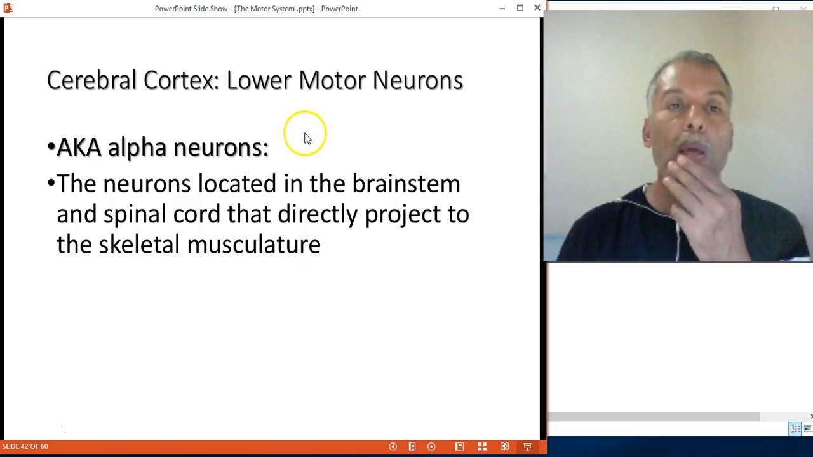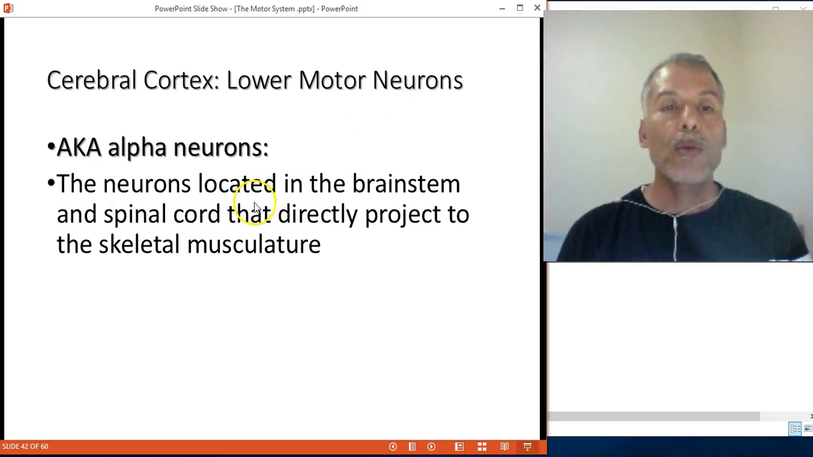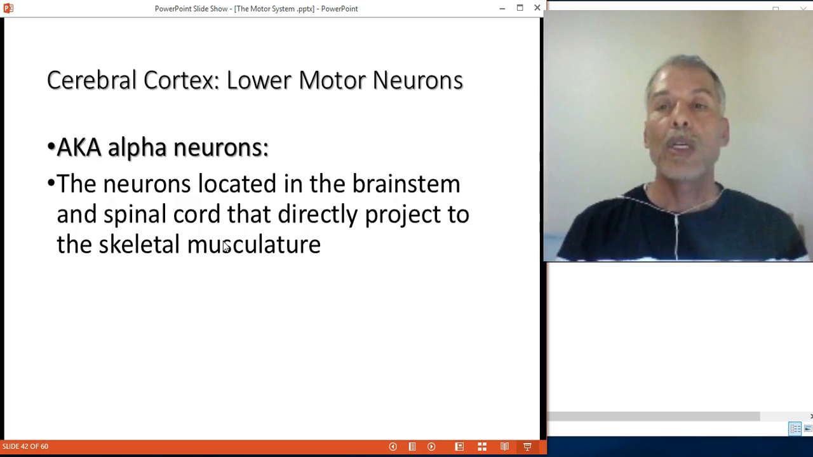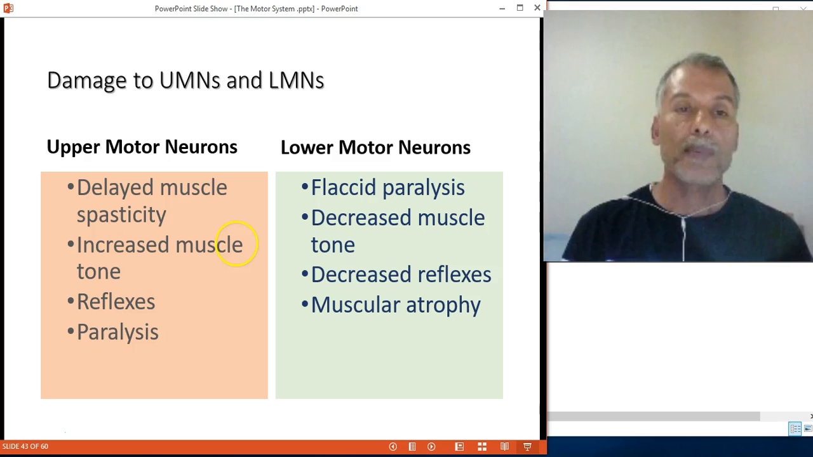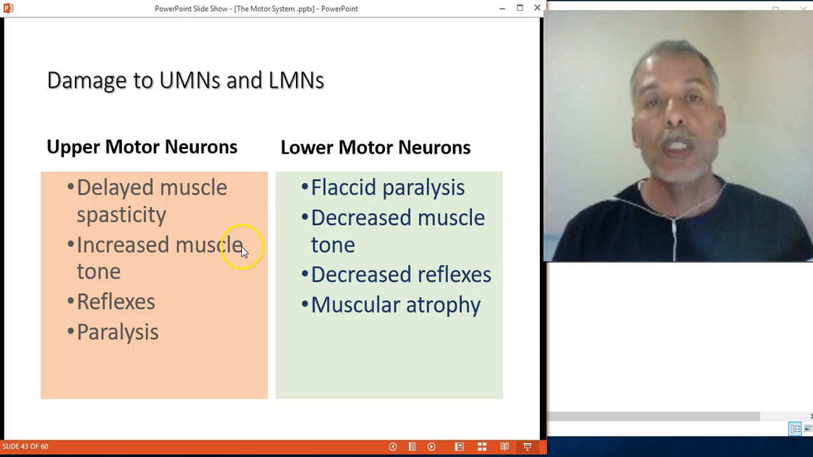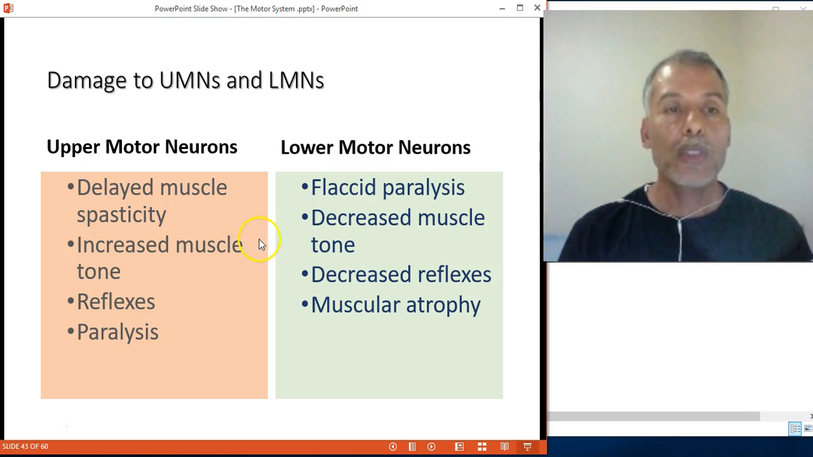The lower motor neurons, sometimes called the alpha neurons, are neurons located in the brainstem and the spinal cord, and they send signals directly to the skeletal musculature, which is arms, legs, and so on. This is just to give you a quick idea about damage to the upper motor neurons versus lower motor neurons, because you will deal with that in the emergency room and when we speak about motor disorders. So with upper motor neurons, the damage causes delayed muscle spasticity.